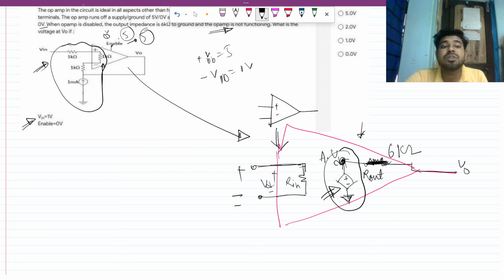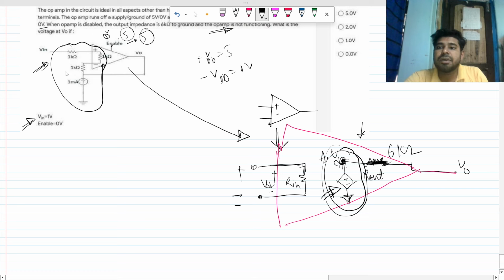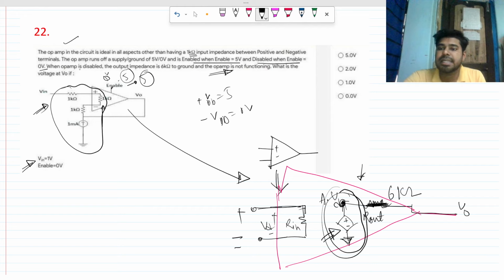Okay, so when the op amp is off, that means this VCVS is not working. This is actually 0. That is the meaning. Okay, so now let's solve it. In this case, you can see the enable is 0, so your op amp is not working.